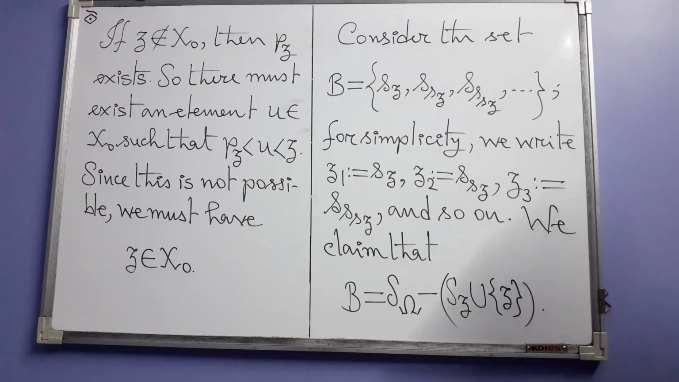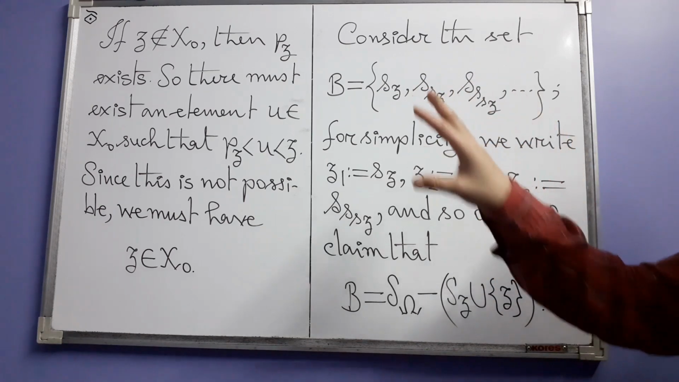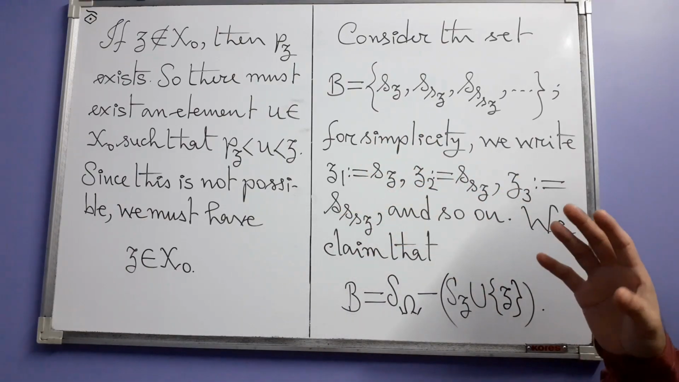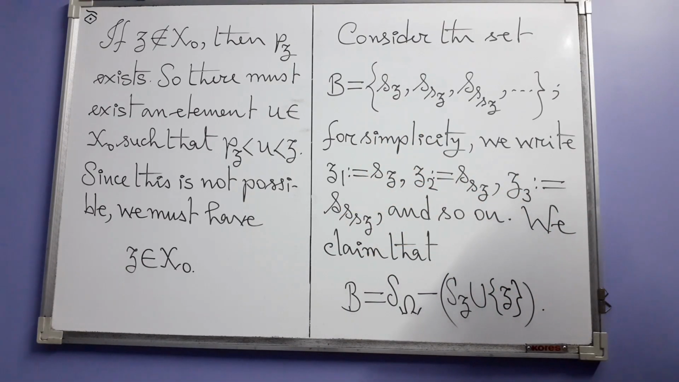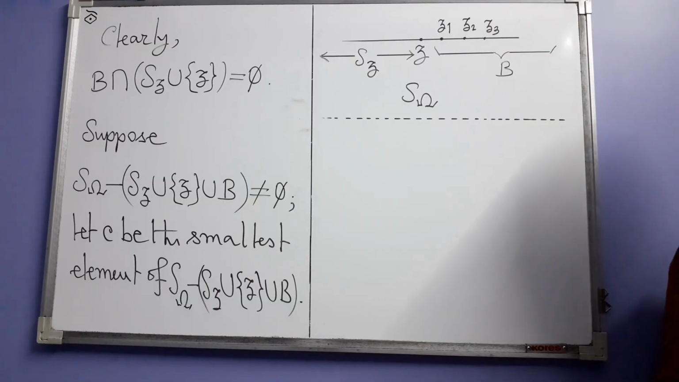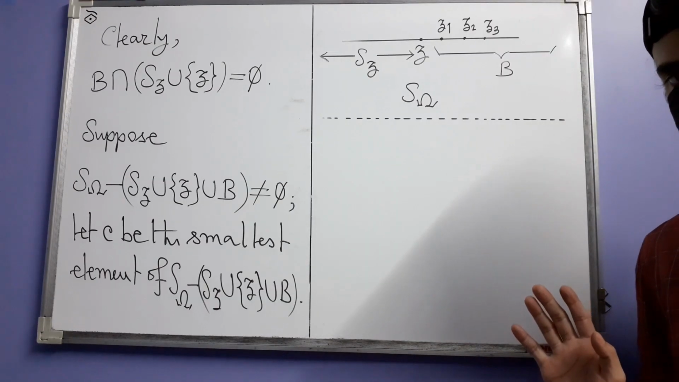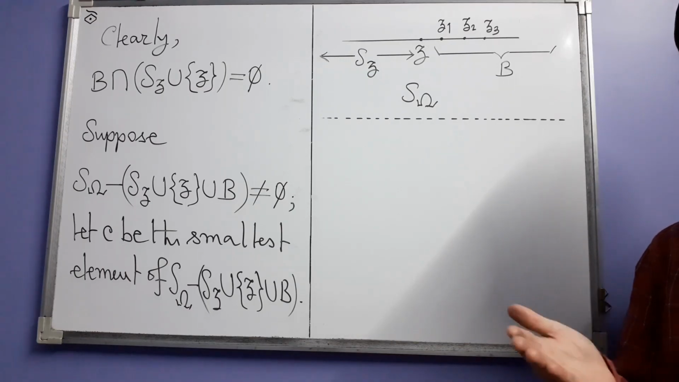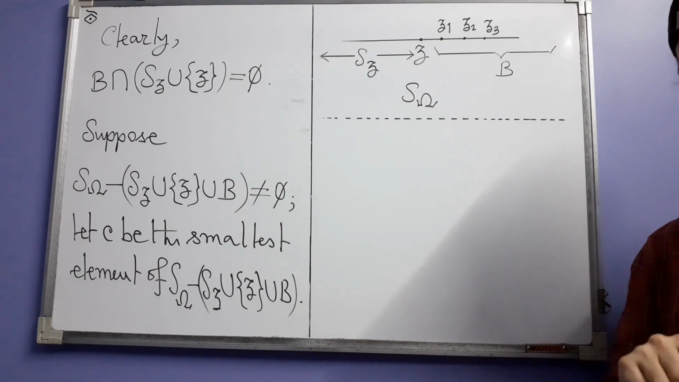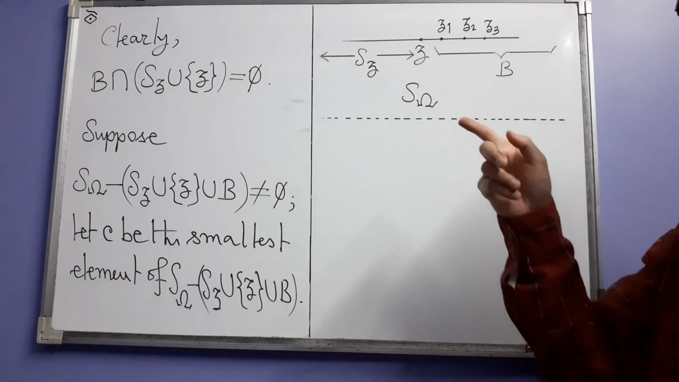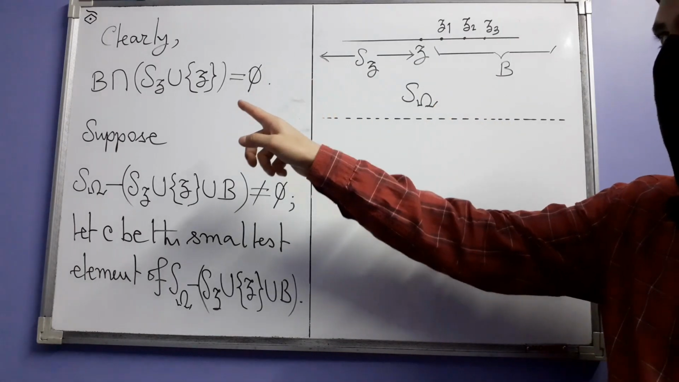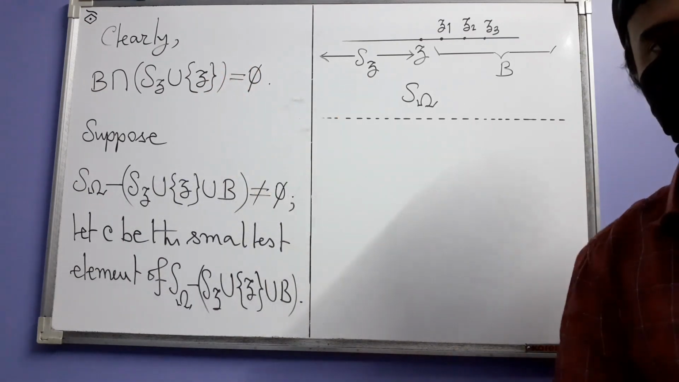Now let us prove this claim, and this claim once proved will take us towards a contradiction, because you should not forget that we started our solution by supposing that X naught is countable, and we are hoping for a contradiction. So let us prove this claim now. In trying to prove that if you take the complement of S_Z union {Z} in S omega, you will get B, the first thing we note is that B of course does not intersect S_Z union {Z}.